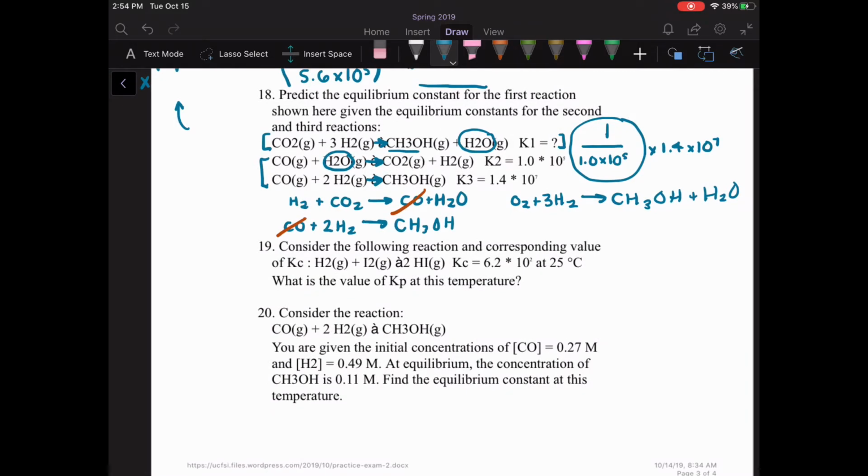All right, so consider the following reaction and corresponding value of Kc. So I have H2 plus I2 to form 2HI. That's it. So it has a Kc of 6.2 times 10 to the 2 at 25 degrees Celsius. What is the value of Kp at this temperature? So you can link Kp and Kc, which is going to be the equilibrium constant for pressure, and this is going to be the equilibrium constant for concentration.